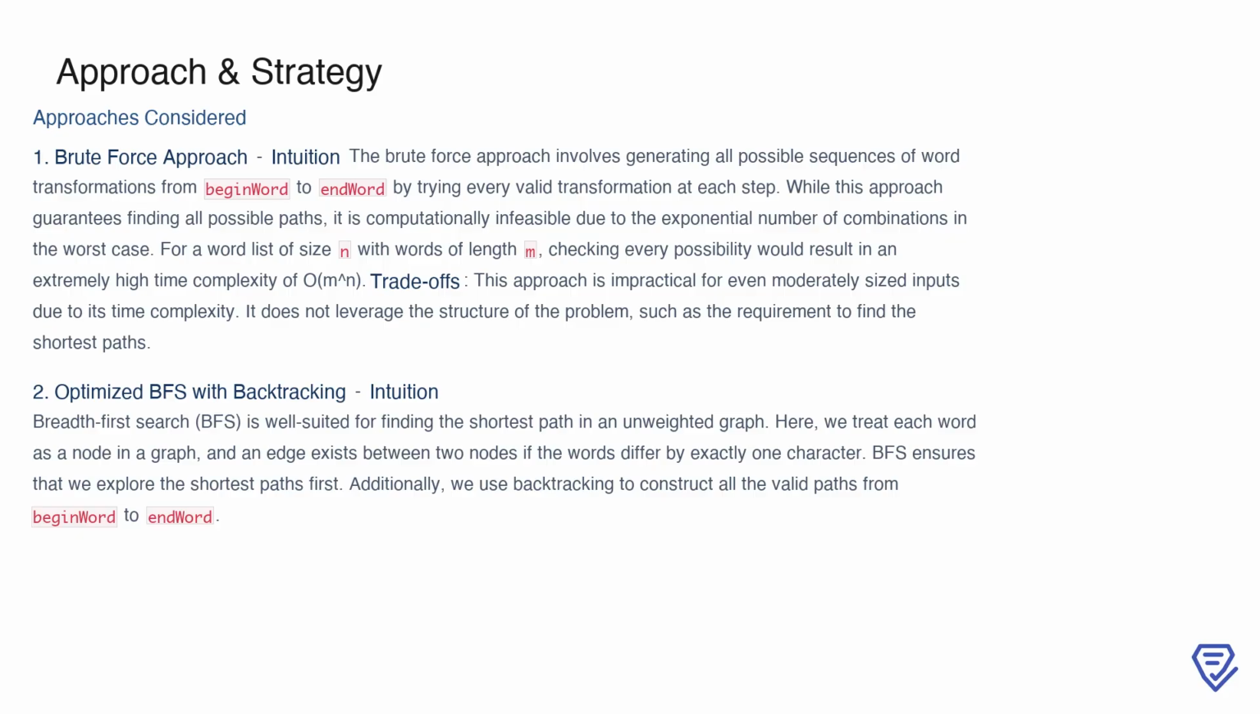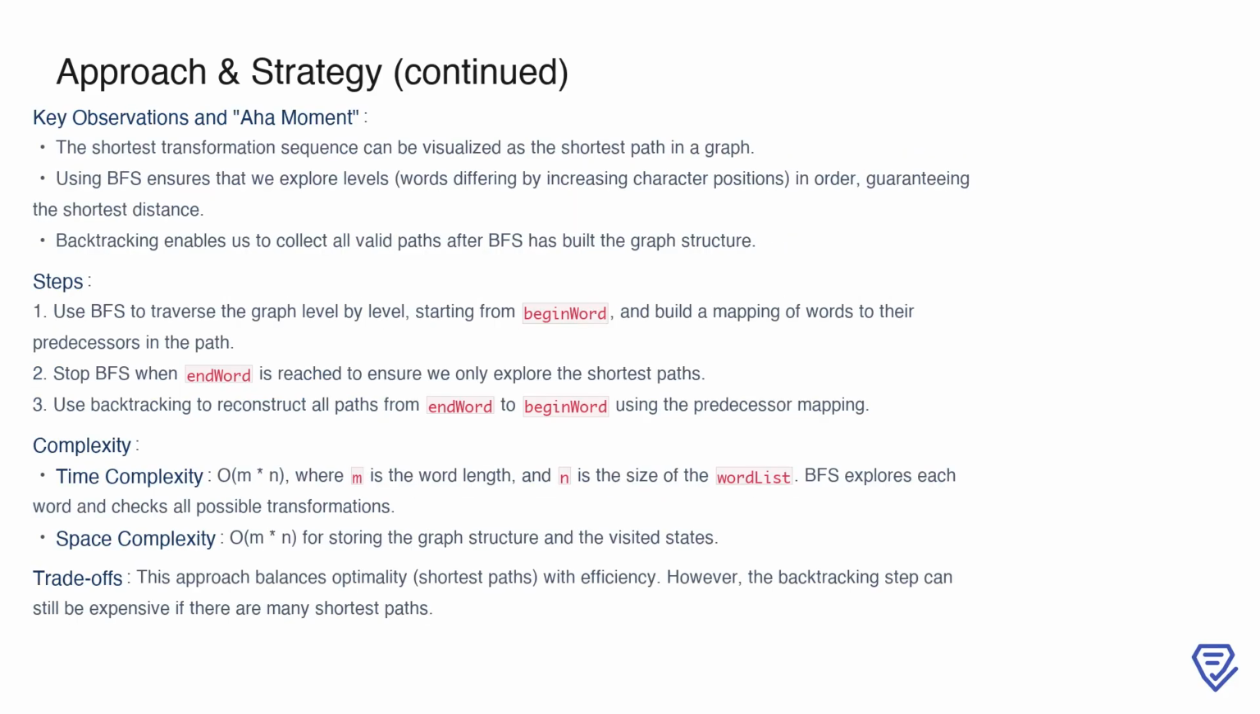BFS naturally explores the shortest paths first, and we use backtracking after BFS to construct all the valid paths from begin word to end word. This approach is more structured and computationally feasible while still delivering the desired results. Now, the key insight for this problem is recognizing that the shortest transformation sequence can be modeled as the shortest path in a graph. BFS is ideal for this, as it explores nodes level by level, ensuring that we process words by their shortest distance from the begin word. Backtracking complements this by allowing us to reconstruct all valid paths once BFS has established the graph structure.